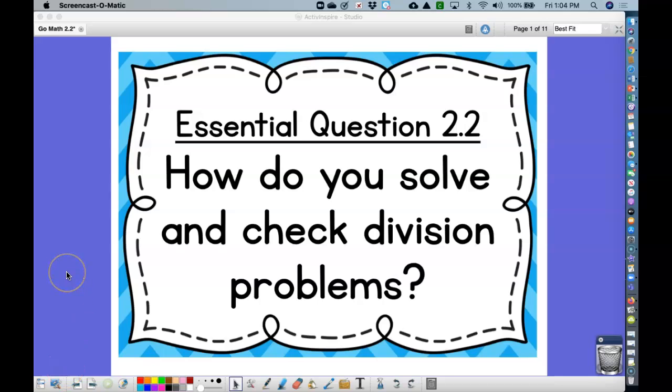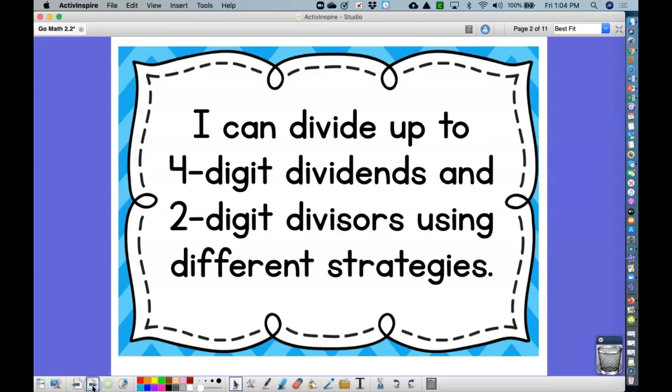Our next lesson is going to be solving division problems. We've been working on multiplication and now we are going to move on to division. So our essential question is, how do you solve and check division problems?